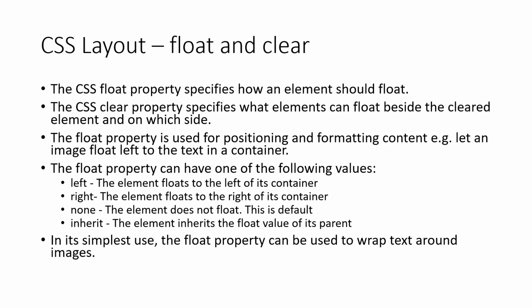So when you use the float property, you can use left, right, none, and inherit, depending on what you want to do. When you say left, the element goes to the left of whatever the container is, like for example, in a text. And then right, again, you can make it go right. None means it will not float at all. This is the default behavior. Inherit means you take that value from its parent, right?